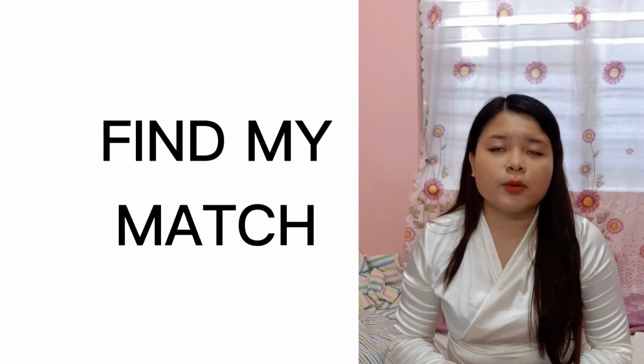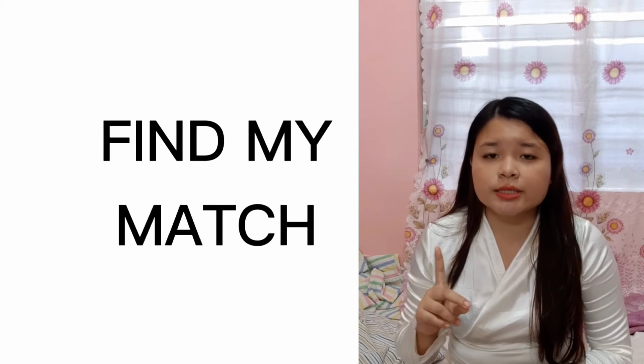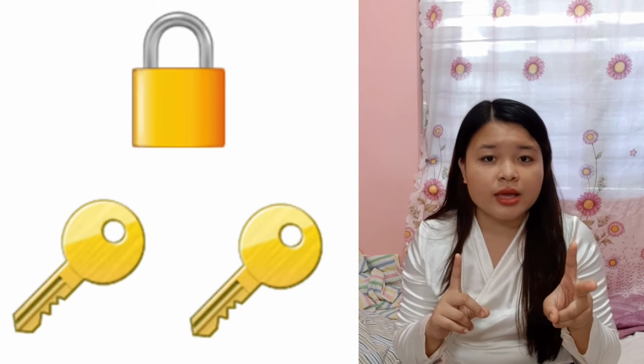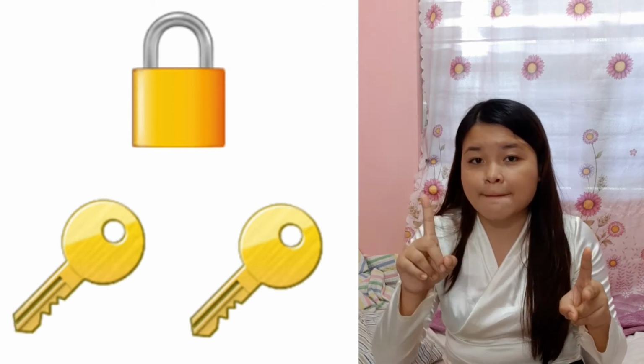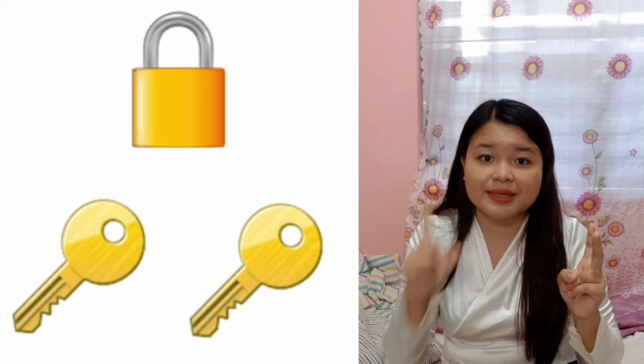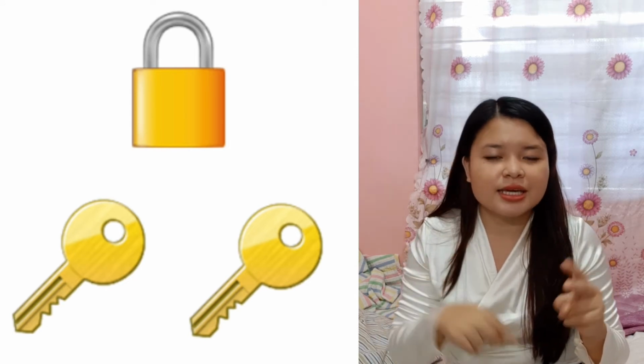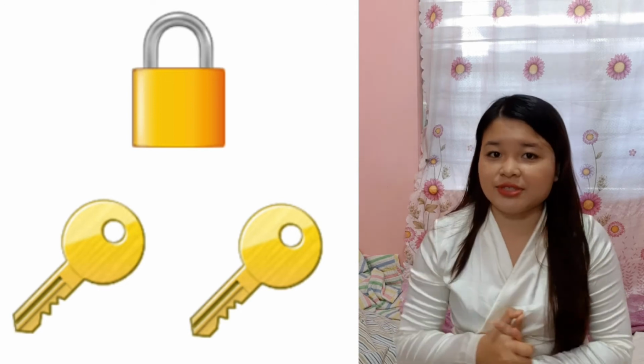Okay, very good, guys. So let's have an activity, which is Find My Match. I will be showing one padlock with a fraction in it, and there will be two keys. You have to find the match of the padlock so that it will open. The two keys may have different decimals, and you have to write what is the match of this padlock. Are you ready? Okay, let's do the activity now.